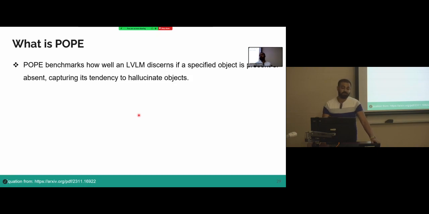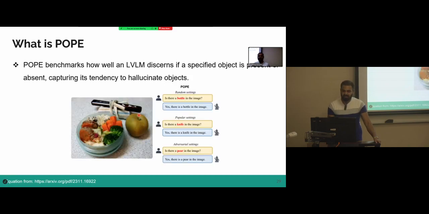So what is basically POPE? POPE is a benchmark that evaluates if the model is hallucinating or not. The idea here is to ask yes-no questions based on the responses of the LVLM, which decides whether the object is hallucinated or not. Here there is an image with a bunch of fruits and a knife on the table, and we ask the model, is there a bottle in the image? And the model replies, yes, there is a bottle in this image.